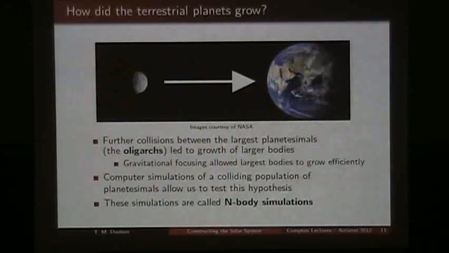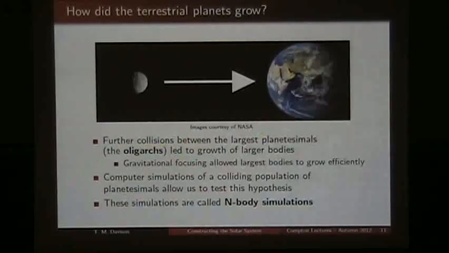So that's just a brief overview of the terrestrial planets. What we want to know is how did we go from planetesimals, things the size of the asteroids in the asteroid belt today, how did they grow from that size up to the active planets that we have today? Well, actually, the key thing here is that we had further collisions between those larger planetesimals.